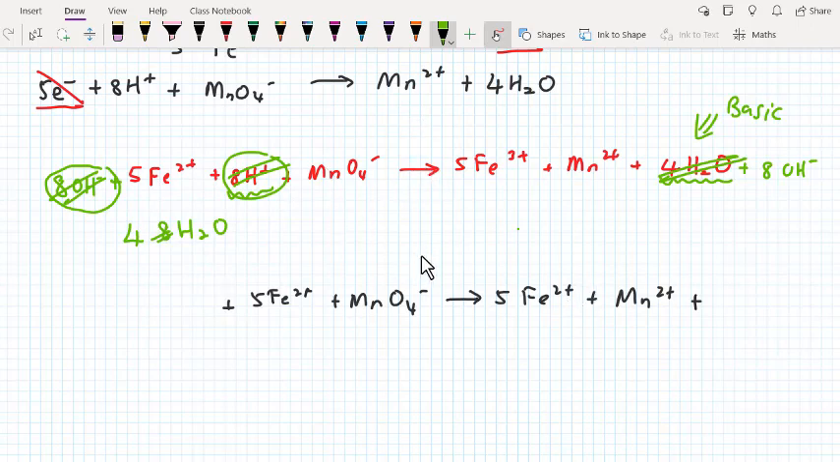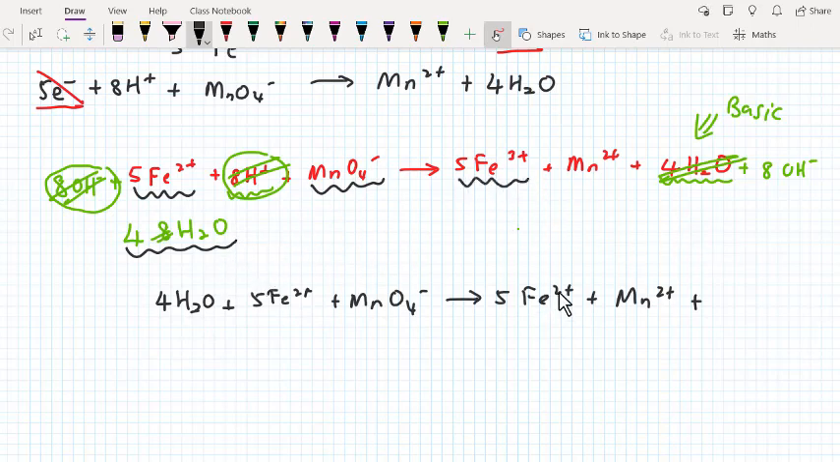So now on our left hand side, you remain with 4 molecules of H2O, 5 molecules of Fe2+, and 1 MnO4-. So you can recopy the balanced equation here: 4H2O, 5 Fe2+, MnO4- on the left, and on the right we have 5 Fe3+, 1 Mn2+, and also 8 OH-. So final checking, in basic medium, there is a presence of OH-. So until here is the balanced equation in our basic medium.